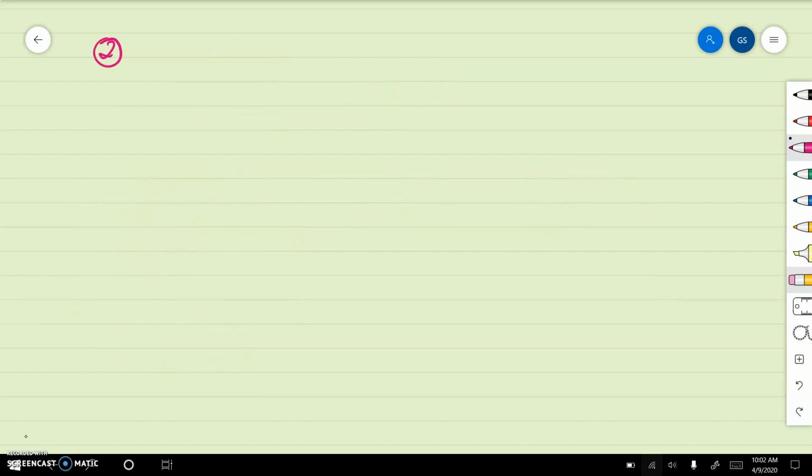Example number 2. Okay, what is example number 2? How about 3x squared plus 4x minus 15?